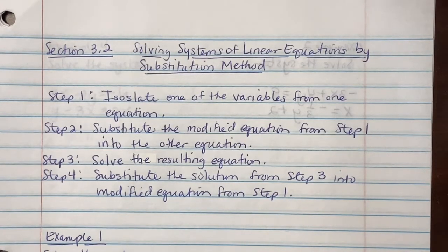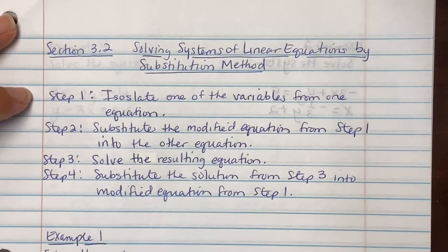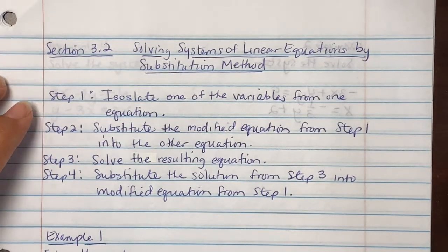Section 3.2, solving systems of linear equations by substitution method. So here are your steps. Step 1, you're going to isolate one of the variables from one equation.